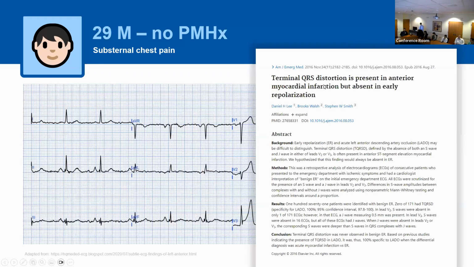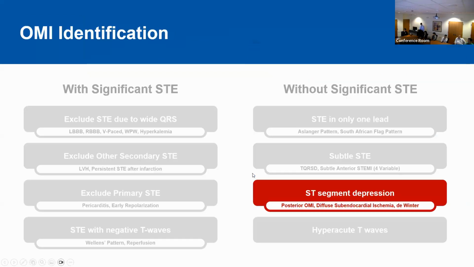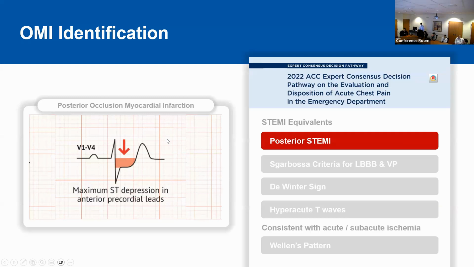And this finding of the terminal QRS distortion was nicely described in a 2016 paper that found that terminal QRS distortion was never observed in benign early repolarization, with 0 out of 171 patients with benign early repol having terminal QRS distortion, such that the specificity for LAD occlusion was 100%.